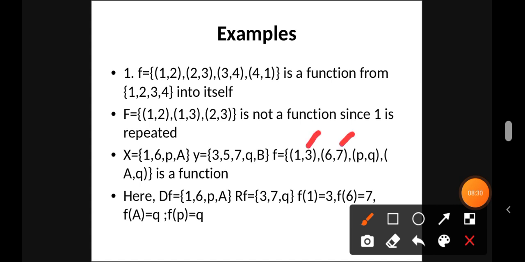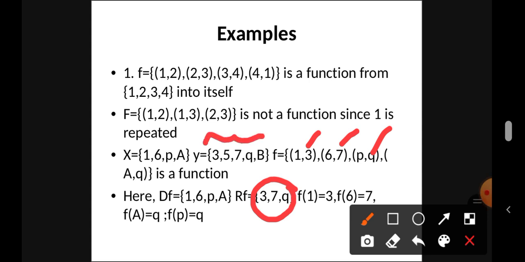3, 7 and q. So 3, 7 and q are the range values. Okay, there are this many y elements, but what we call the range is 3, 7 and q.